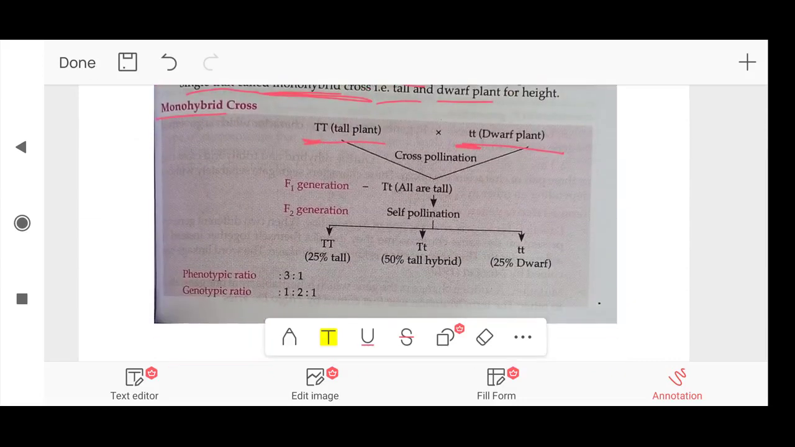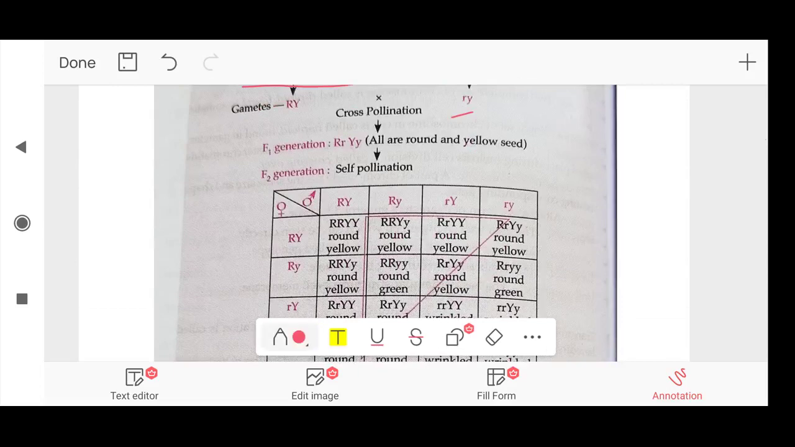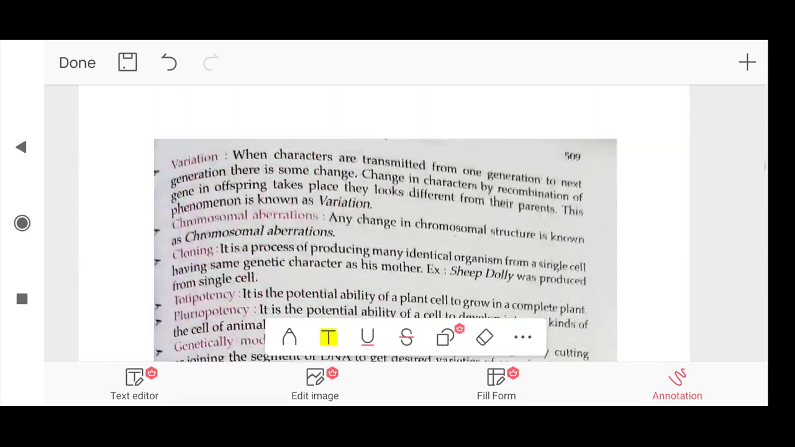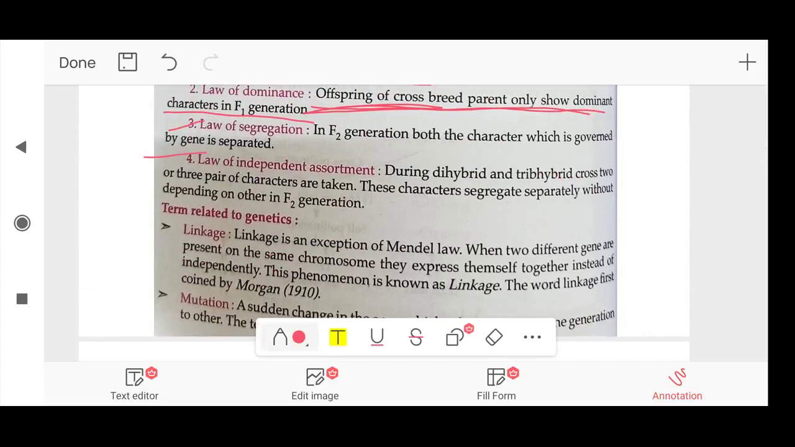And in dihybrid cross also, we saw that in the first offspring of F1 generation, all the plants were round and yellow seed. Third, law of segregation. In F2 generation, both the characters, which are governed by genes, are separated. Law of independent assortment. During dihybrid and trihybrid cross, 2 or 3 pairs of characters are taken. These characters segregate separately without depending on each other in F2 generation.